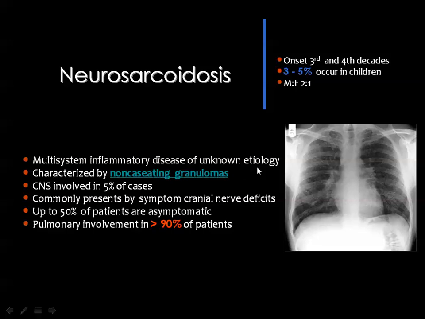its exact etiology is unknown. And the patient with sarcoid may have CNS involvement in 5% of cases, and this will affect mainly the cranial nerves, as you will see. But you should remember, in up to 50% of patients with sarcoid, they are usually asymptomatic. And whenever you see intracranial sarcoid, you may get associated pulmonary involvement in more than 90% of cases, which usually supports the diagnosis of intracranial sarcoid.